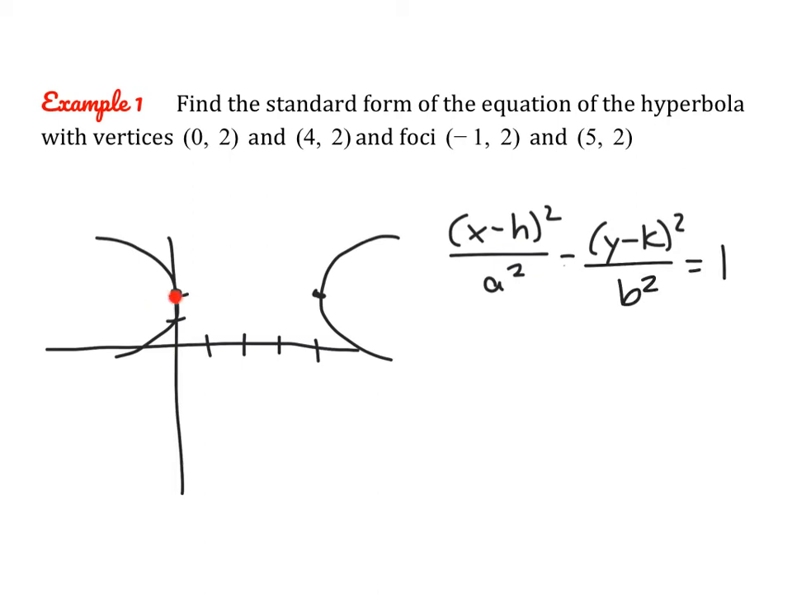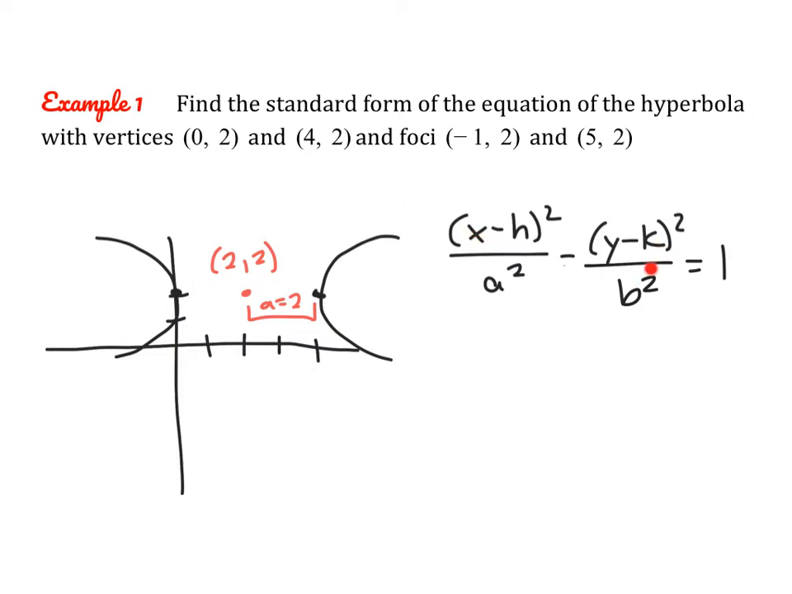When I am given the vertices, I can find the center by finding the exact midpoint between the two vertices. So I can see that our center is going to be right here at (2, 2), which means h is 2 and k is 2. Also, I can find the distance between the center and either of my vertices, and that's going to be my a value. So a is going to equal 2. So I already know h, k, and a.